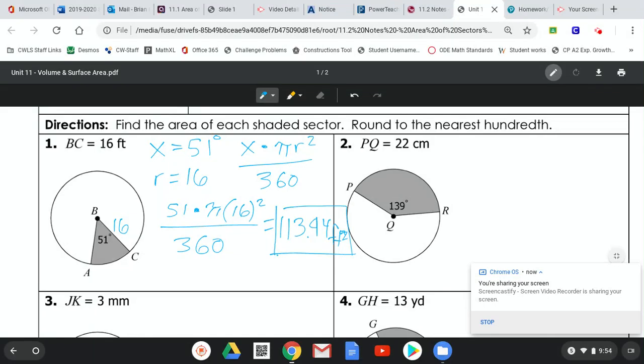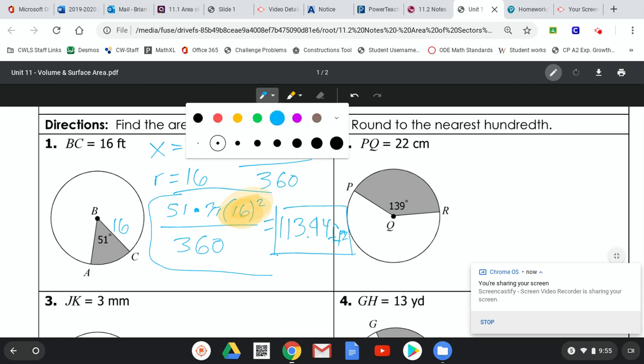All right, guys. So we left off with number one. The answer is 113.94 after we plugged all of this into our calculator here. All right. So just make sure this is where I would double check and make sure you plug it in your own calculator. And make sure you're doing the 16 squared first. Exponent. So make sure that this part right here you're doing first. 16 squared. Plug that in your calculator, then multiply by pi and 51 and divide that by 360. So double check yourself before we move on to the next problem.